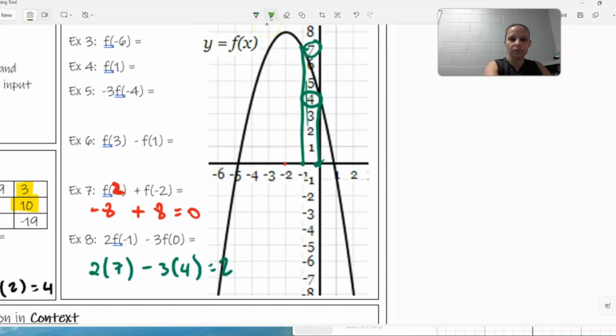So for this one, the input is 1. What's the output? Look at the graph. What's the output when you put x equal to 1? For this one right here, you're going to do -3 times the output you get when you look at where -4 on the graph is on x. For this one here, you're going to find the output when you put 3 in, then subtract the output when you put 1 in. Okay, so go ahead and try those 3 questions.